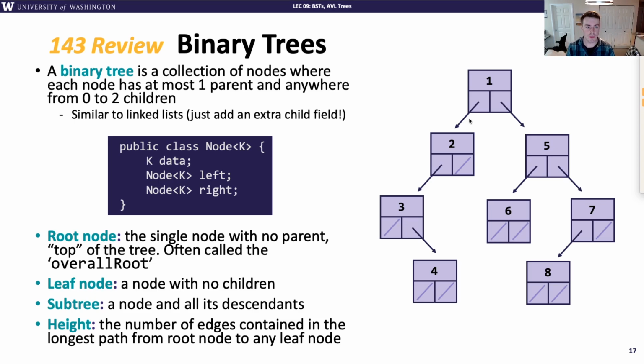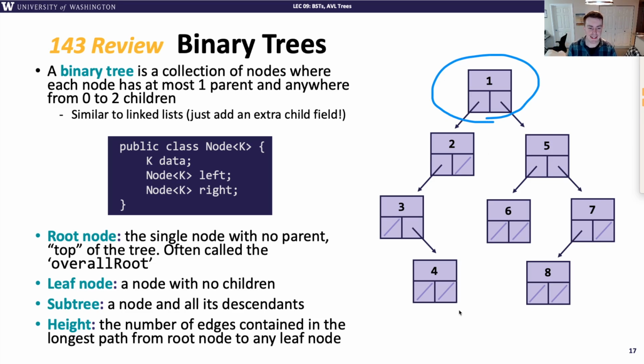So for example, you might have the root node at the top. We usually think of having a root node at the top that has no parent. It's the top of the tree. Usually people call this overall root in their Java code to represent that field.